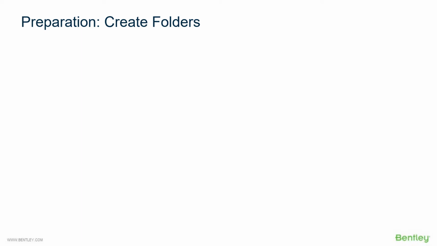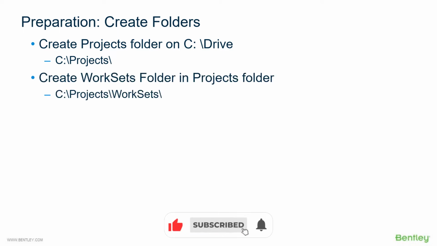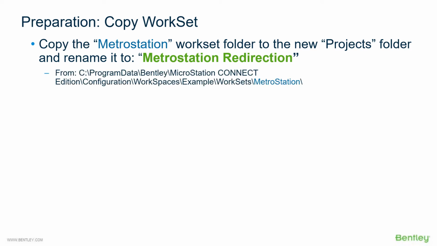So the first thing we need to do is to create a projects folder on the C drive. Next, create a worksets folder underneath that. Now we need to copy the files. Copy the MicroStation workset folder to the projects folder and rename it MicroStation redirection. You will copy this from the example worksets MicroStation folder in the installed workspace. You will copy this to C:\projects\worksets\MicroStation redirection and rename it.